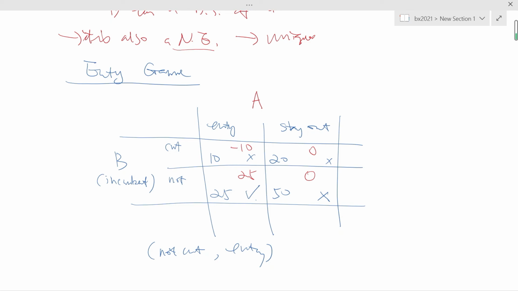So if we have asymmetric information and players have strategic interaction among them, we can analyze such a situation using what is called Bayesian Nash equilibrium. But we will not talk about this.